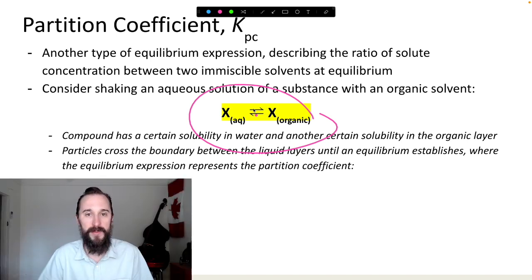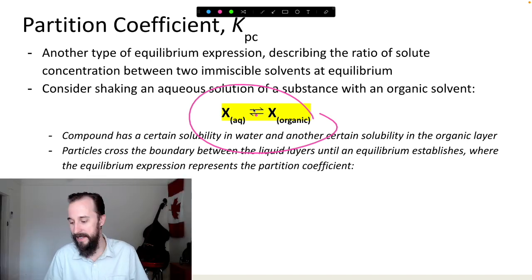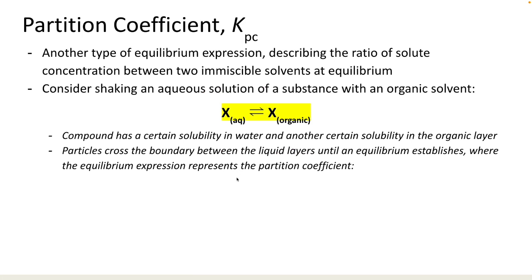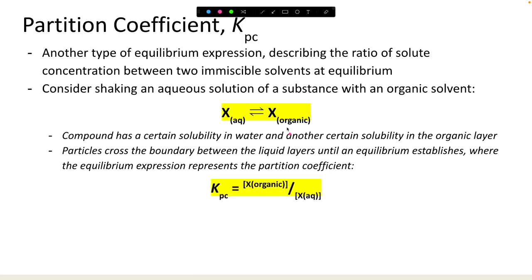As with all equilibrium expressions, it's products over reactants. It'll look something like this. It's going to be the concentration of X in the organic layer over the concentration of X in the aqueous layer. Just bear in mind, I could have started in the organic and added the aqueous, in which case they would be flipped. Just make sure your partition coefficient is consistent with the particular equilibrium that you've written.